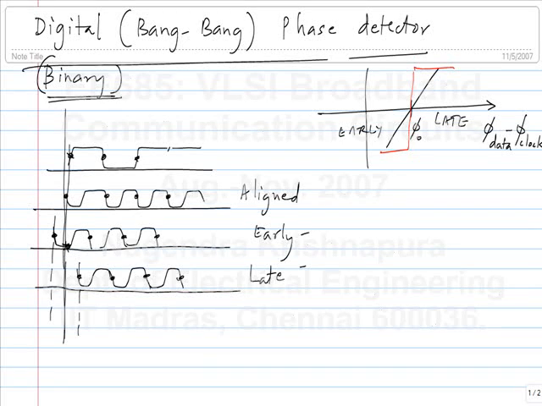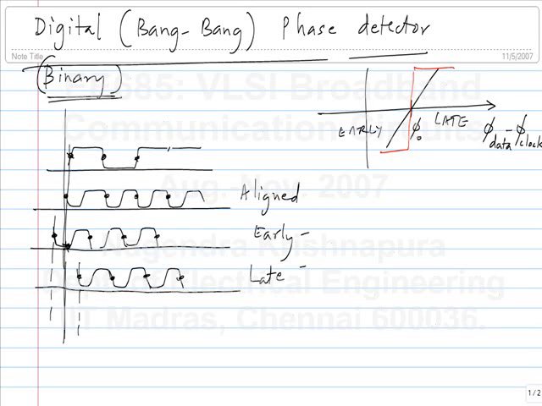Let's say you are allowed to sample the data at the clock edges. Okay, that's effectively what I'm saying by saying that the clock has to go to the clock input of the flip-flops. So you are allowed to sample the data at the clock edges. Then how would you tell whether the clock is too early or too late?